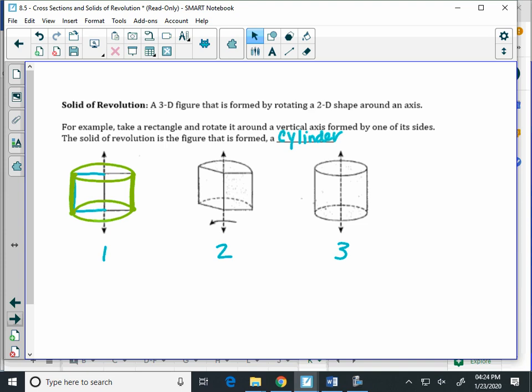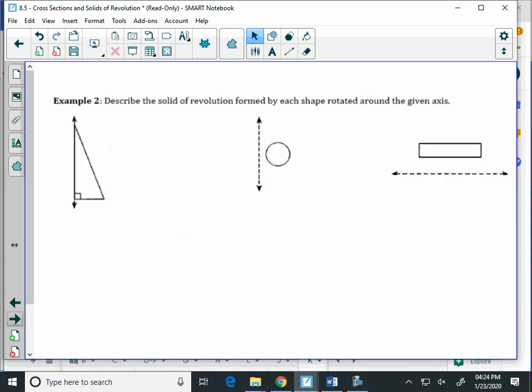Because think about what a curvy rectangle, a three-dimensional rectangle is, right? The middle of a cylinder kind of looks like a rectangle with circles on top. Okay, so kind of think about it in that way. Okay. So we take a look at some more examples.